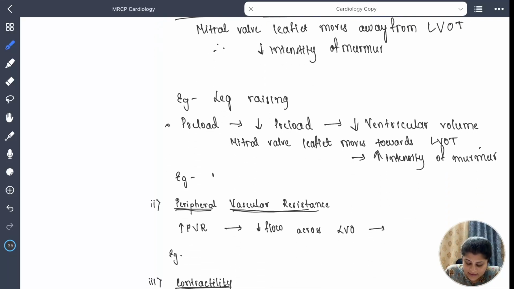Example, Valsalva and standing. What happens in standing? There is peripheral pooling of venous blood. Therefore, there is reduced preload.